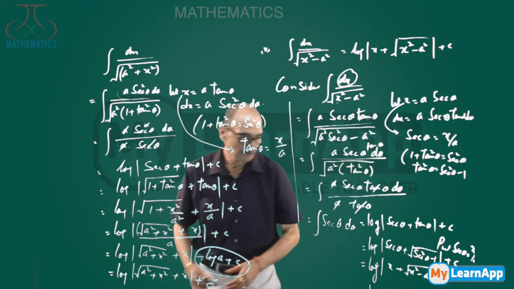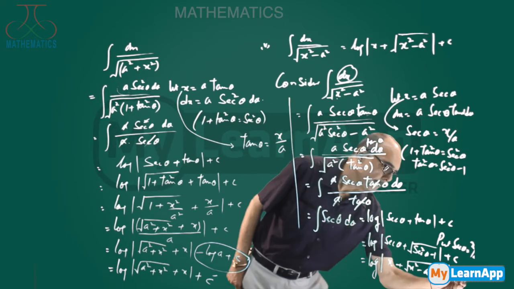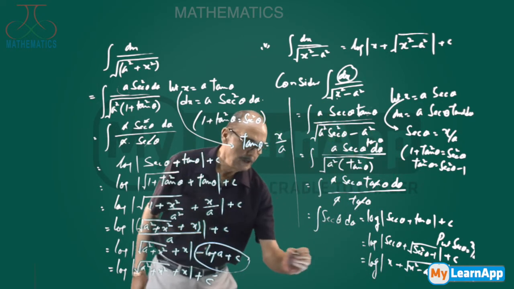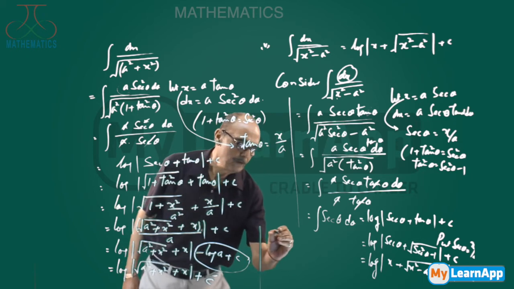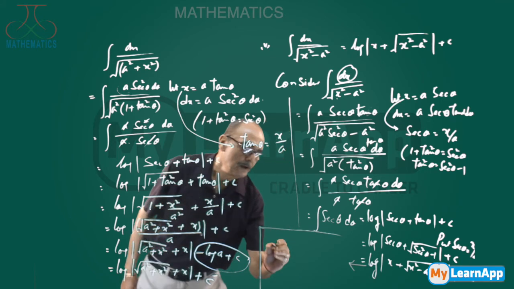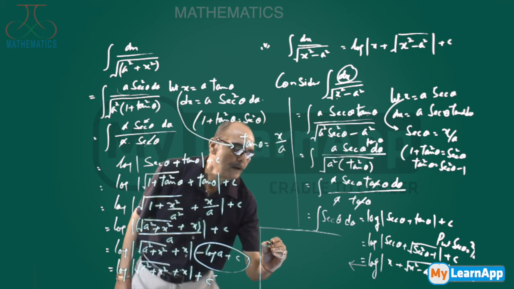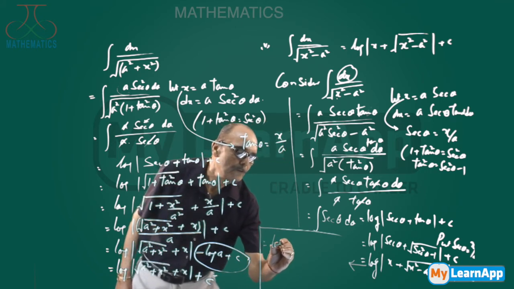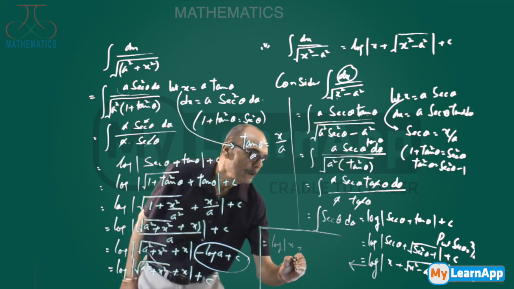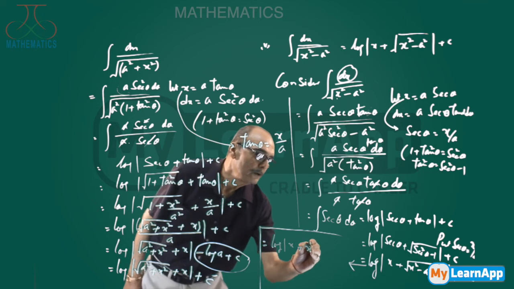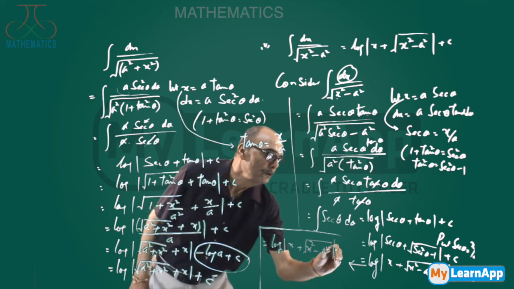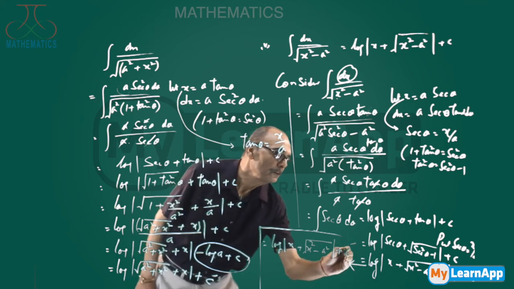log of x plus under root x square minus a square plus c. And finally we can write this result as log of x plus x square minus a square under the root plus some constant c dash.